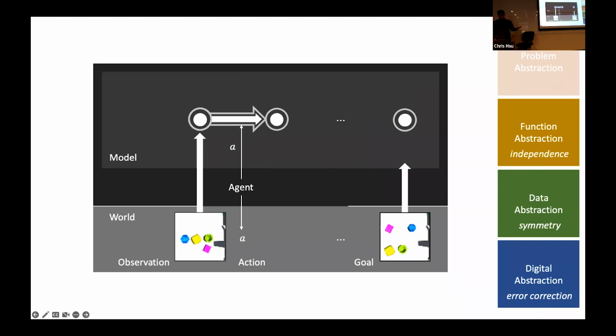Yeah, so concluding this section, I showed you how you can implement function abstraction by enforcing representations of transformations to be independent by factorizing out common information.